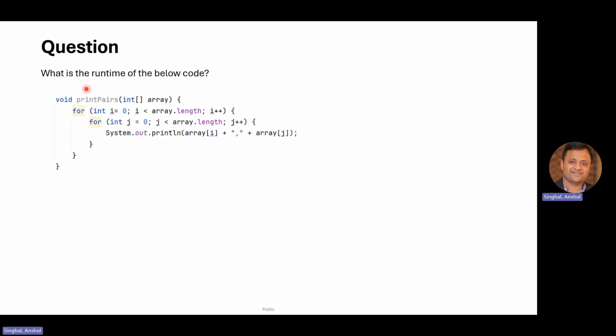So here the question is, what is the runtime of the below code? We are given a method printPairs. This method accepts a parameter array, which is an array, right? As I said earlier, there can be different approaches to determine the complexity, whether time or space, and everyone might have a different approach or opinion about it. But here, I am going through how I would approach this problem, right?